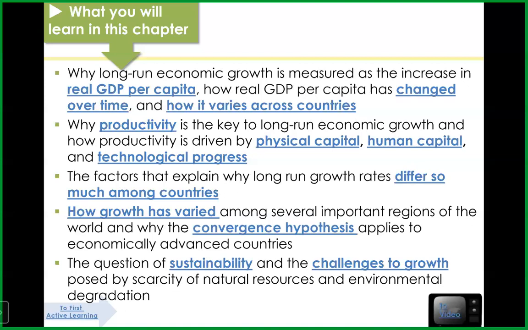By the way, this is a roadmap of this chapter. We are going to see what long-run economic growth means. Next, we're going to study what determines the long-run economic growth, what's behind it. That's the second part: what are the keys to economic growth? And next, we're going to explain why economic growth differs among countries.